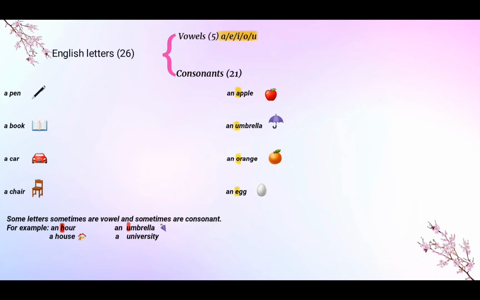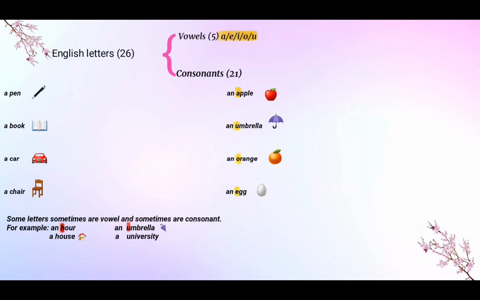As I said in our last lesson, we have 26 letters in English: 5 vowels, and the other ones are all consonants. What are the vowels? A, E, I, O, and U. Now, what is important about vowels and consonants?